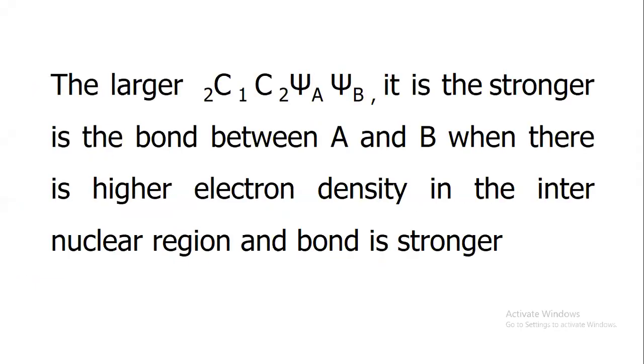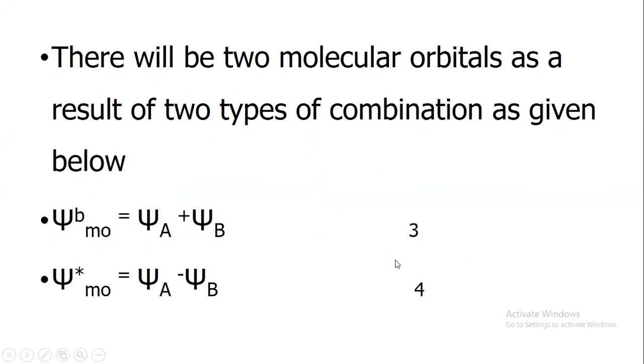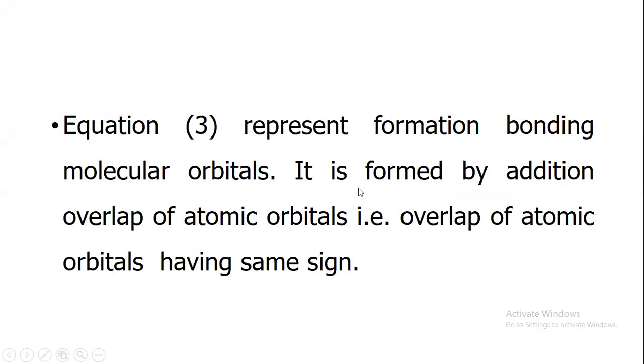The larger the 2 C1 C2 psi A psi B, the stronger is the bond between A and B. There is higher electron density in the internuclear region, and hence the bond is stronger. There will be two molecular orbitals as the result of two types of combination as given. So psi bonding is psi A plus psi B, and psi star, the antibonding molecular orbital, is psi A minus psi B.